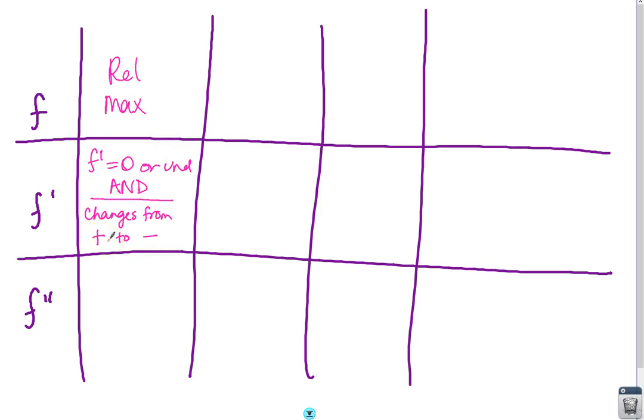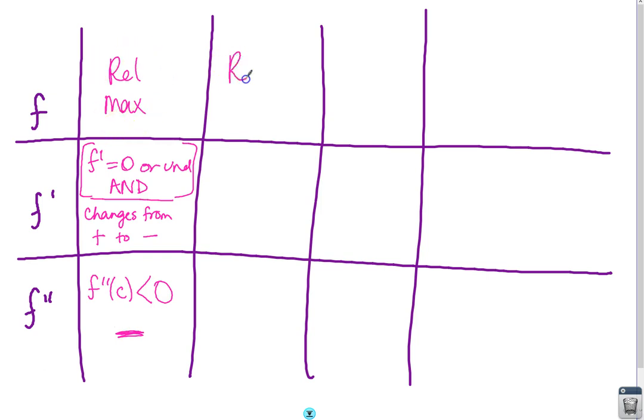If I wanted to use my second derivative test, this part would still have to be true, but furthermore, my second derivative, f double prime of c, would be... sorry. My first derivative is equal to 0 or undefined. That defines my critical number. I plug my critical number into my second derivative. If that number is negative, that means my function is concave down, which means I have a relative maximum.